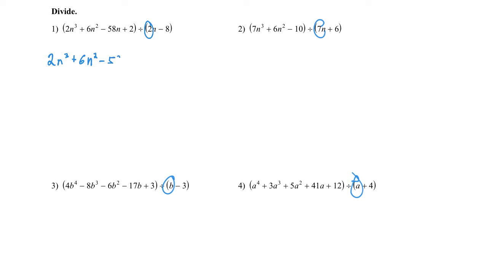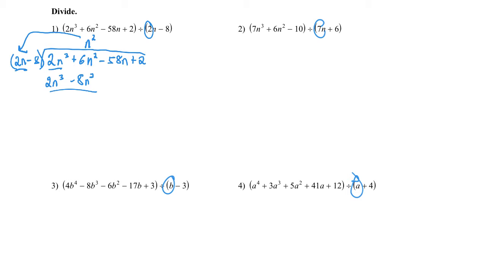You write the first polynomial in a division sign, and then the second one, what you're dividing by, on the outside. And you're asking yourself what number times this 2n is going to give us this 2n to the third. And that's going to be 1n squared. So I put the 1n squared up there and then multiply it, distribute it into this binomial here. So that's going to be 2n cubed, and then n squared times negative 8 will be negative 8n squared.